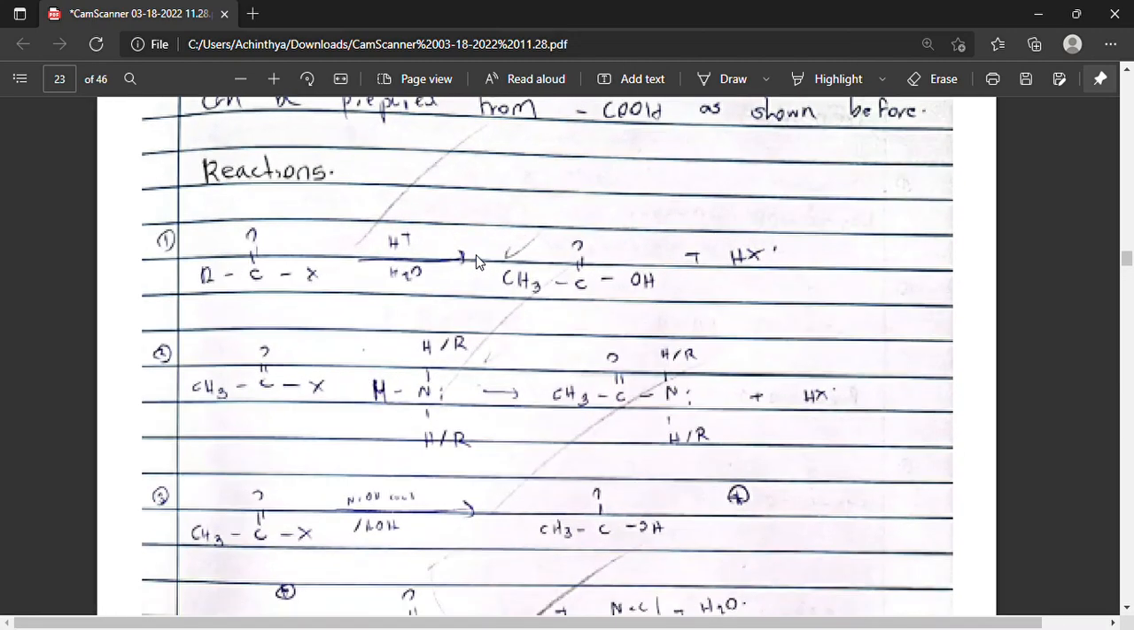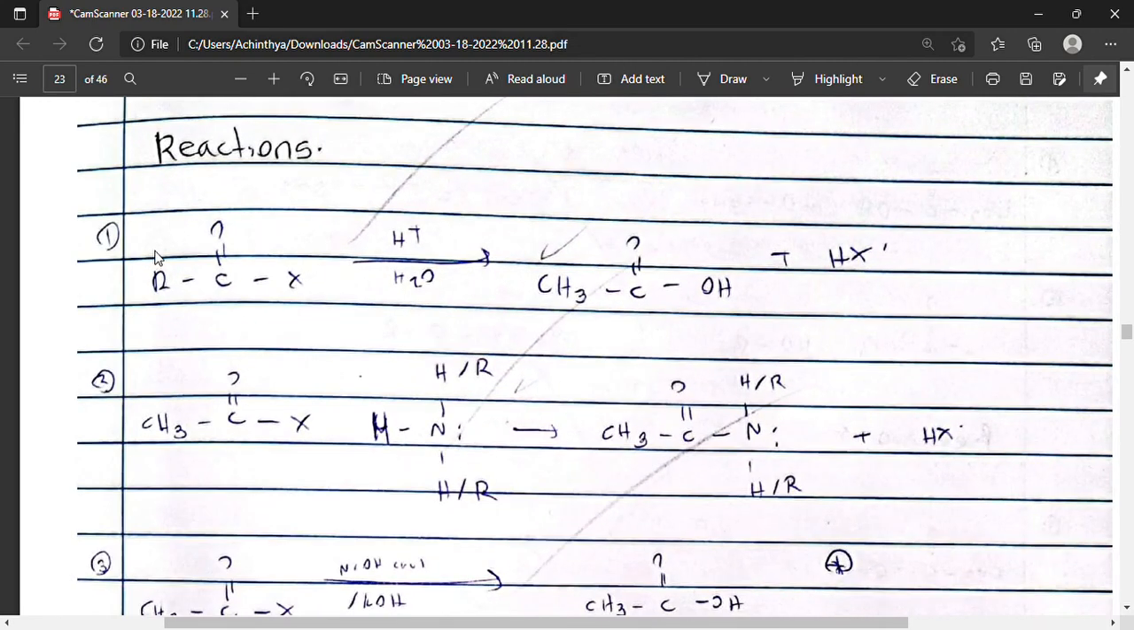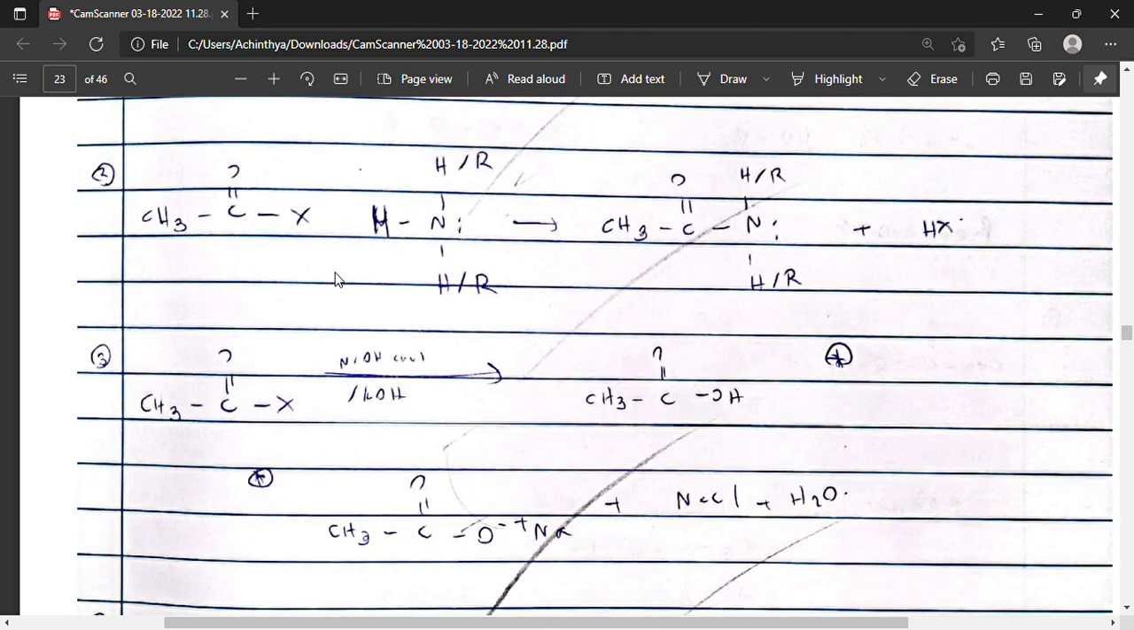If we were to add water into acid halides, it will form the respective carboxylic acid. The H2O has H plus and OH minus. The H plus goes away with X. The halide attempts to form the respective hydrogen halide, but the OH takes the halide's place to form the respective carboxylic acids.